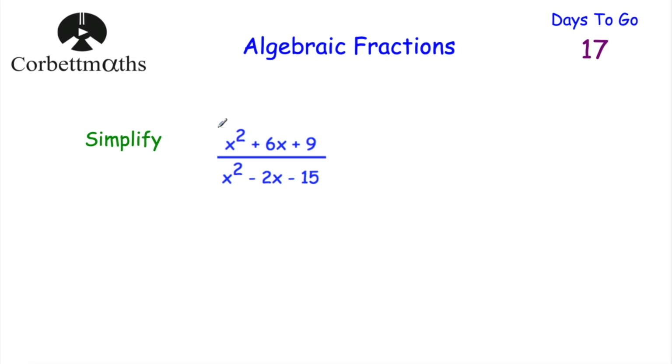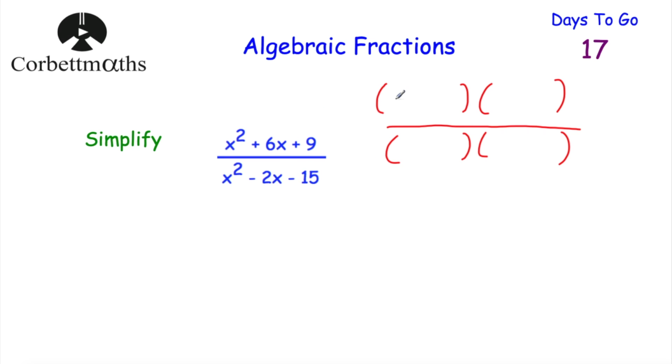Okay, let's look at our next question. The next question says simplify x squared plus 6x plus 9 over x squared minus 2x minus 15. So feel free to press pause and to try this now. Okay, so again, let's factorize the numerator and factorize the denominator and see what we get. Hopefully some brackets will cancel.